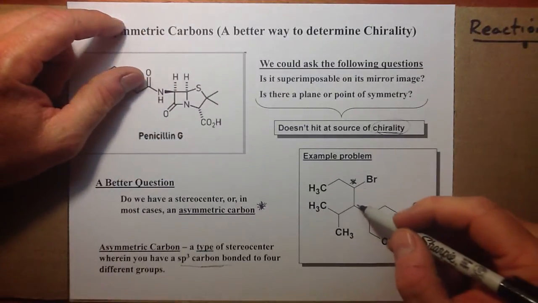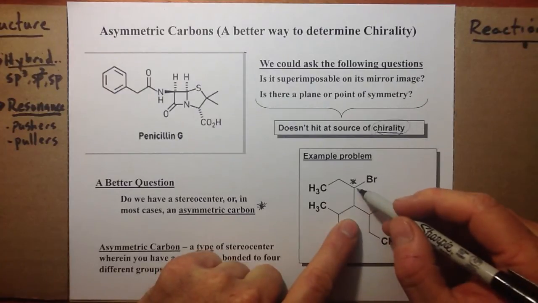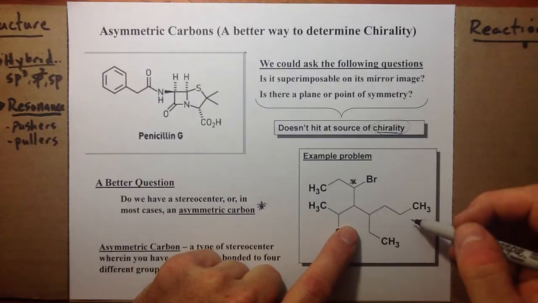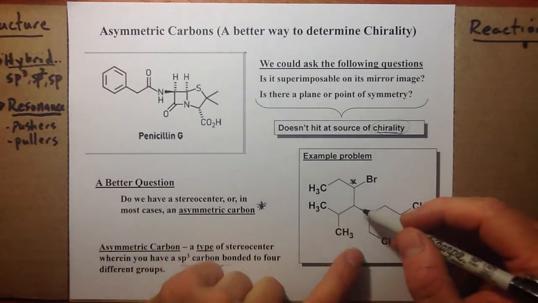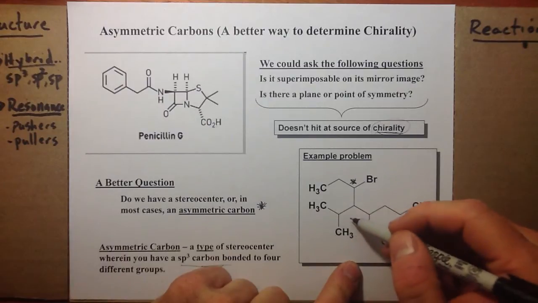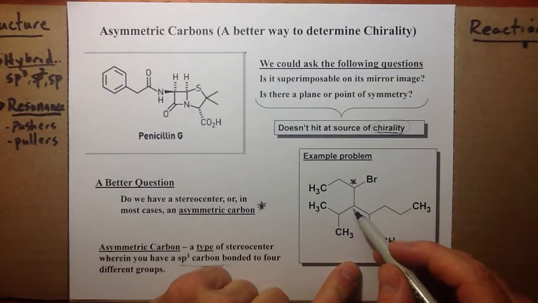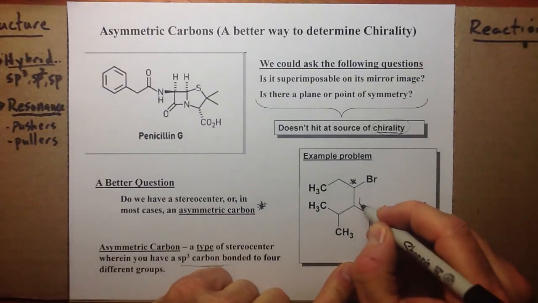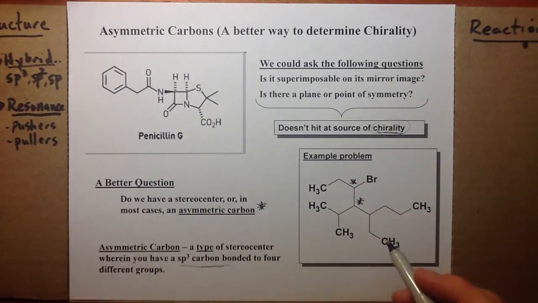So let's keep walking through this. This carbon here has a hydrogen not shown, this branch to the north, this branch to the south and to the right, and then this isopropyl group, and of course the hydrogen. So these branches off this carbon are different, along with the hydrogen, which is different. So this is a chiral center, or chiral carbon, or asymmetric carbon.